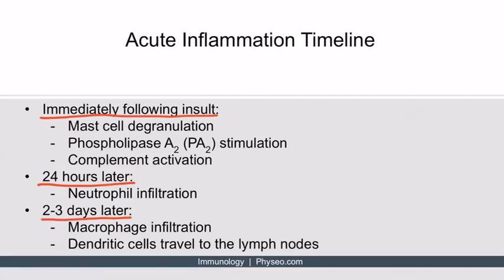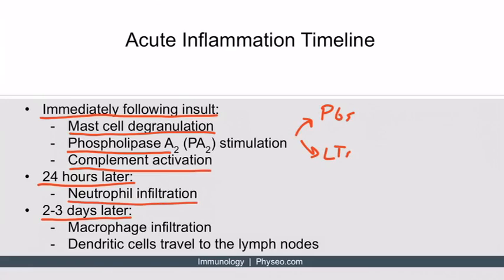One of the first things that happens immediately is mast cell degranulation. Also, phospholipase A2 will be stimulated, and this is what leads to prostaglandins and leukotrienes. Also, there will be complement activation. Then, 24 hours later, there will be neutrophil infiltration. And finally, 2 to 3 days later, there will be macrophage infiltration. Then, dendritic cells will travel to the lymph nodes.